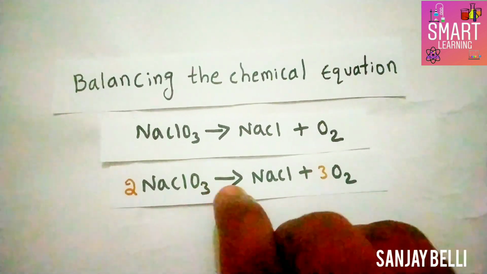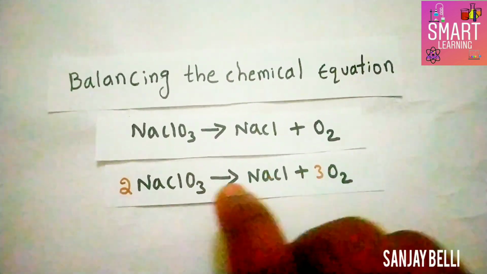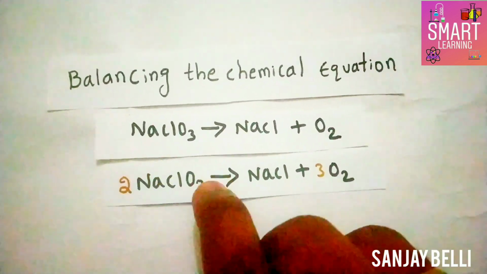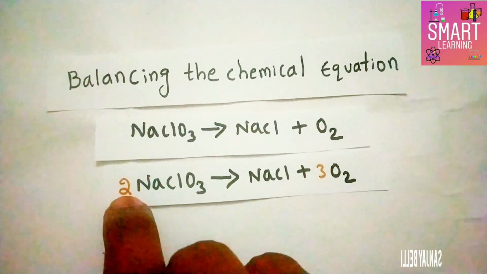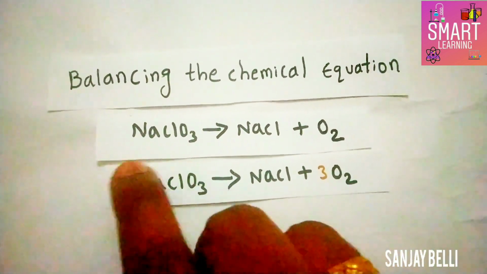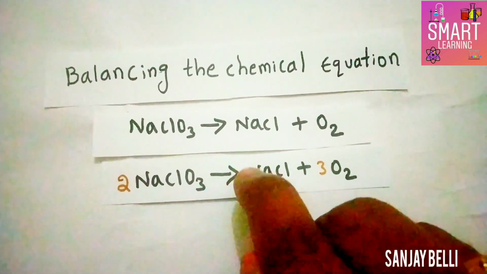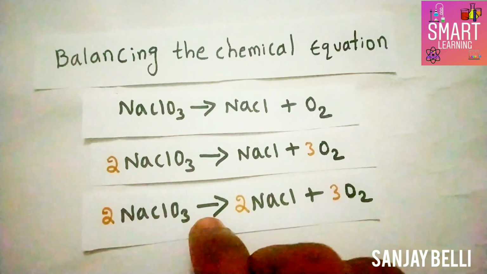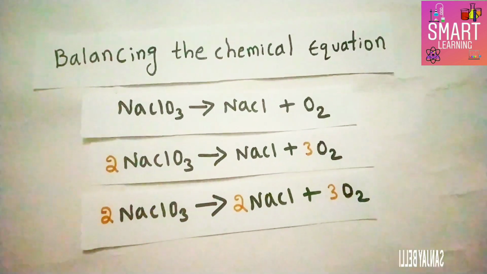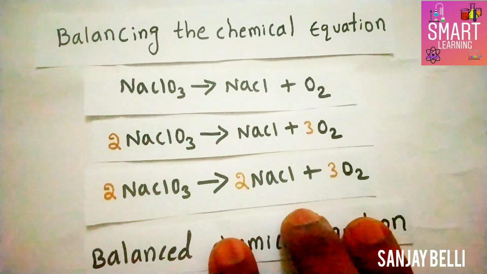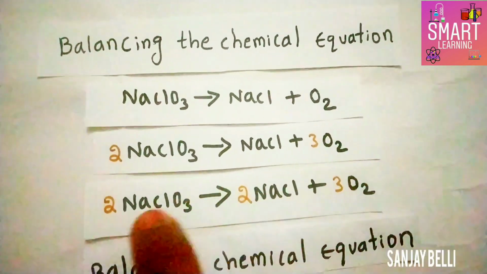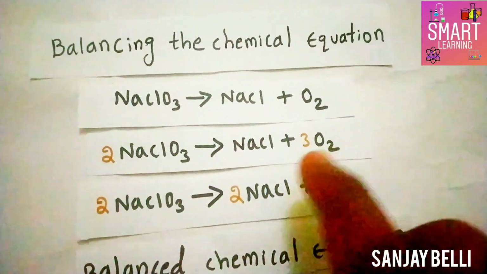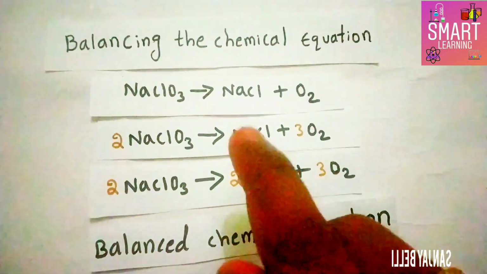2 NaClO3 gives rise to NaCl plus 3O2. 2 3s are 6 oxygens, 3 2s are 6 oxygens. So oxygen was balanced. Now you have to balance NaCl, 2 NaCl on reactant side. Here also we need to get 2. 2 NaClO3 gives rise to 2 NaCl plus 3O2. So it is a balanced chemical equation. 2 sodiums, 2 chlorine, 2 chlorine, 2 3s are 6 oxygens and 3 2s are 6 oxygens. So it is a balanced chemical equation.